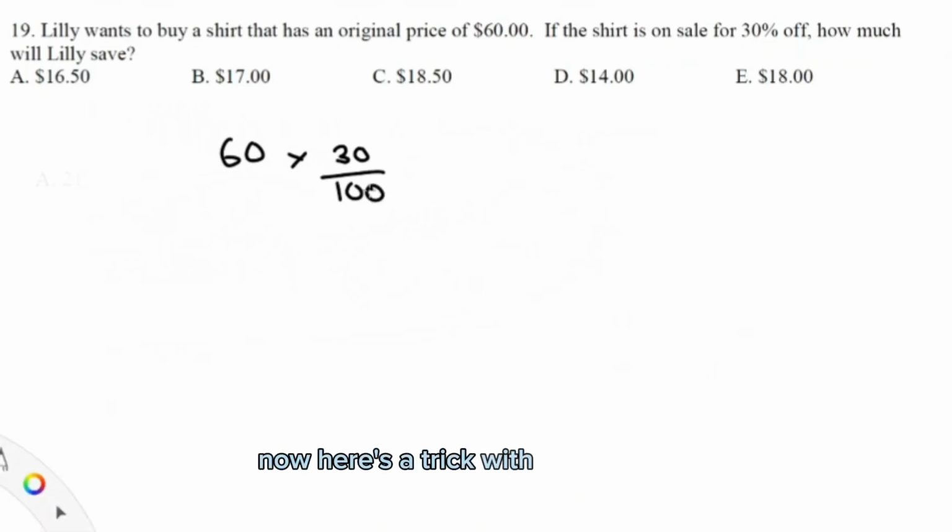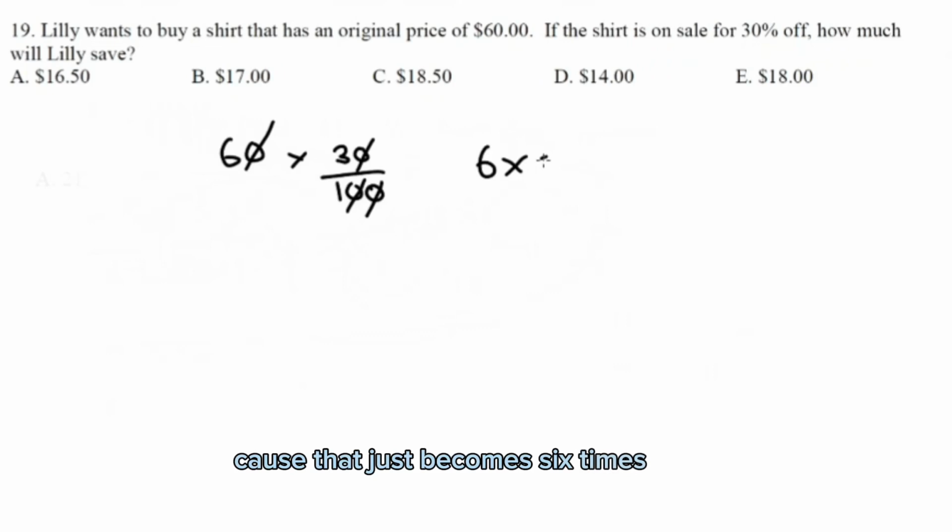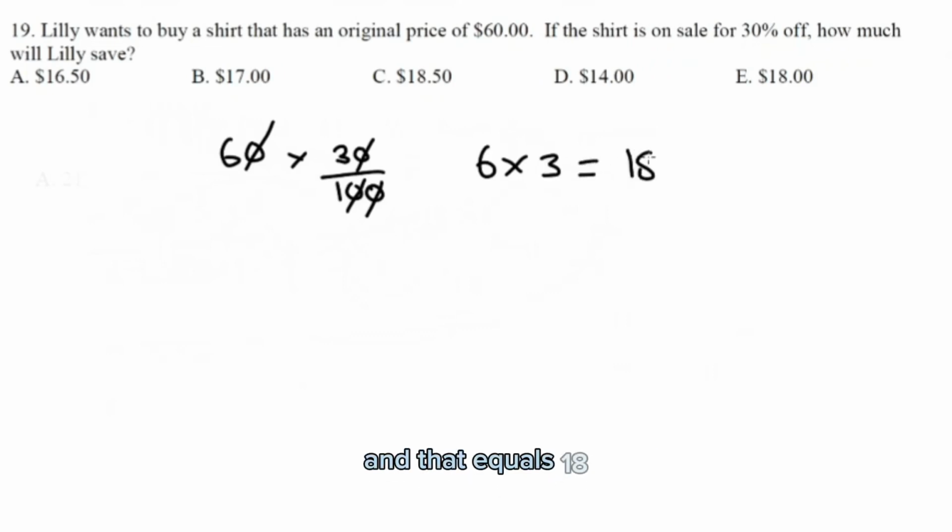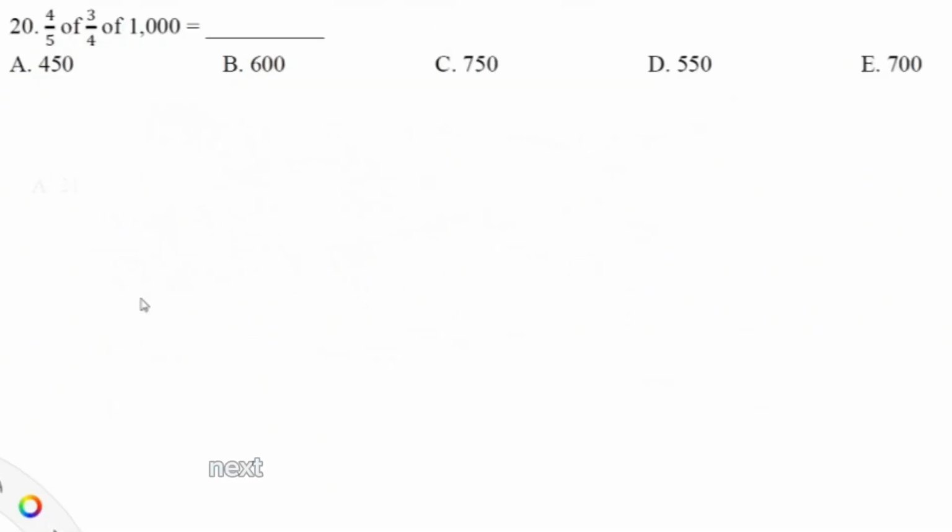Now, here's the trick with this problem. You can see that there's 2 zeros in 100, so you can count off these 2 zeros. So that just becomes 6 times 3, and that equals 18. And that's your answer. Next, 4/5 of 3/4 of 1,000.